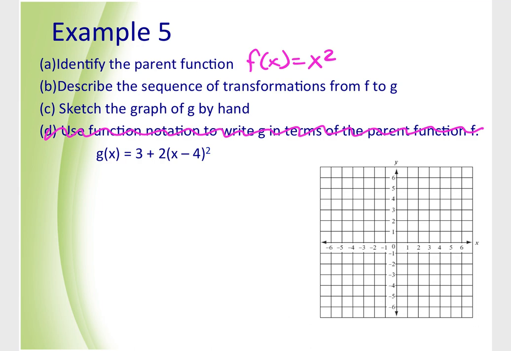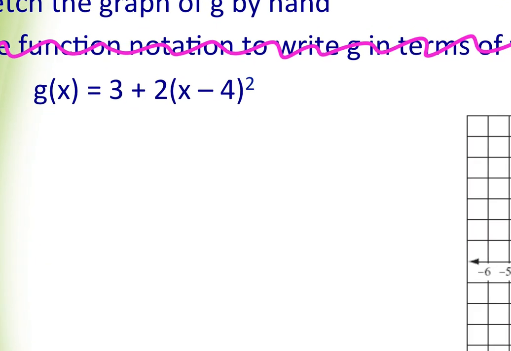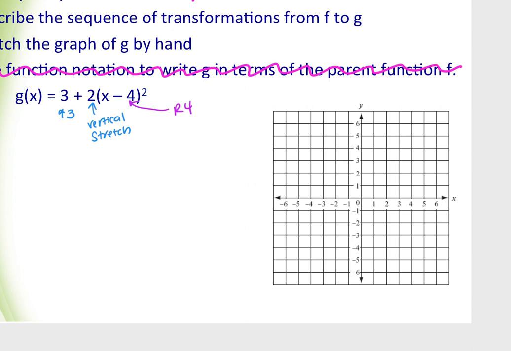Okay, so the sequence would be up 3. Good. A vertical shrink. Wait, vertical stretch. Yeah, that's what it says. Can I just write narrow? And then it would be to the right 4. Good. So right 4, up 3, vertical stretch, which makes it narrower.